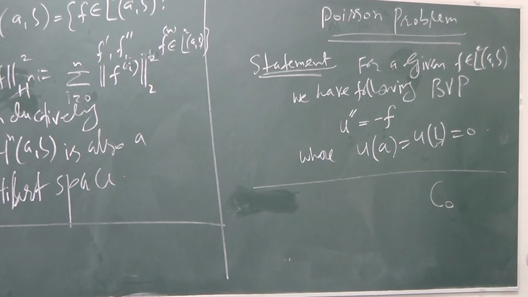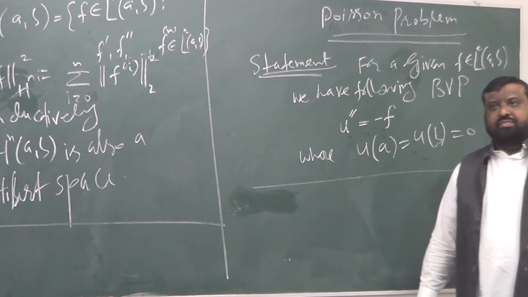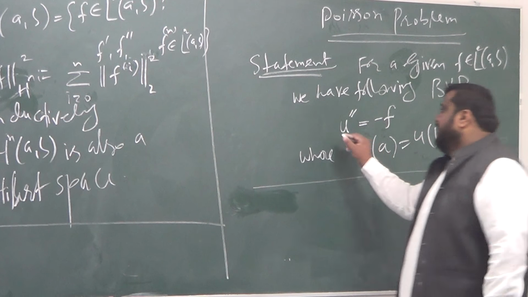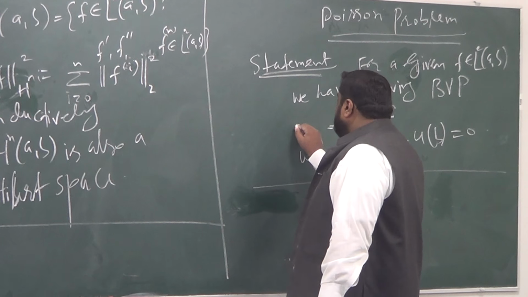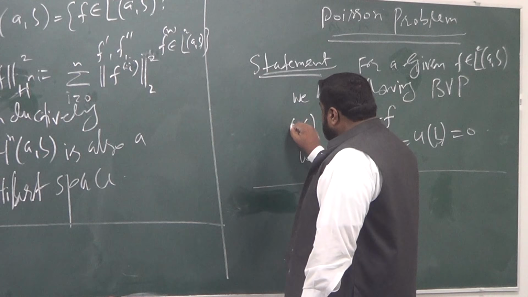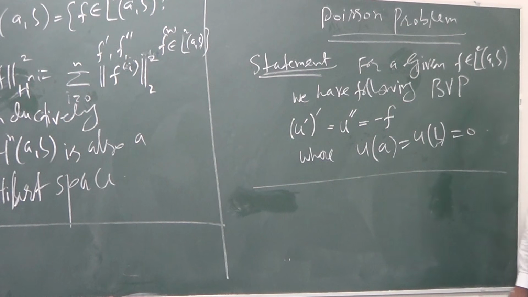But let me write this. What would be the meaning of this in the weak sense? How can I write this equation in the weak sense? Here's the thing. I want a function u prime whose weak derivative is giving me minus f.